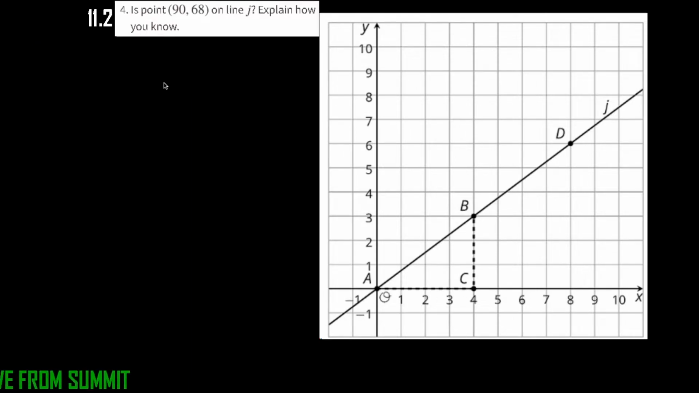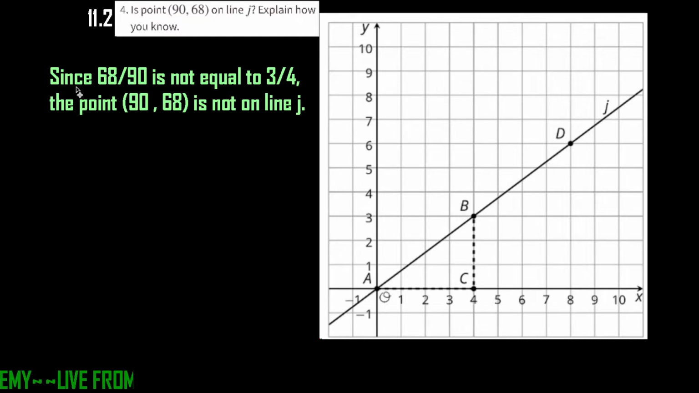For number 4, it says, is the point 90, 68 on the line J? How do you know? For this one, we would say since 68 over 90 is not equal to 3 over 4, the point 90, 68 is not on that line J. If the ratio between those two values is not the same as the slope, then we know it's not going to be on that same line J.